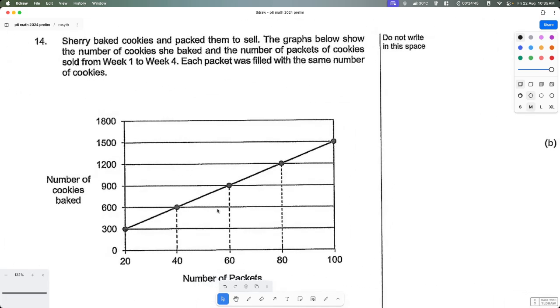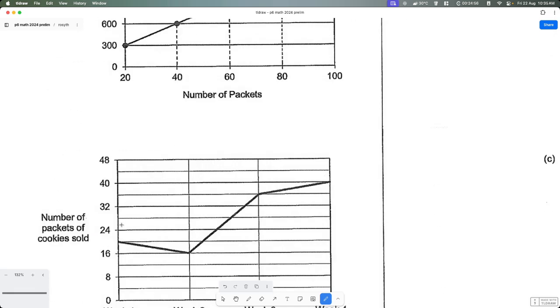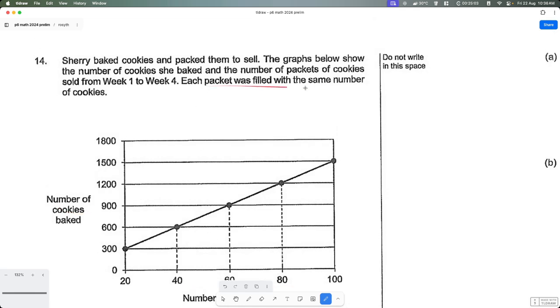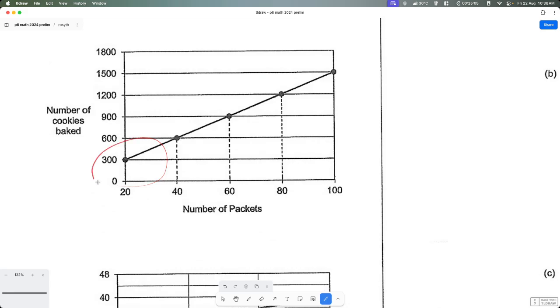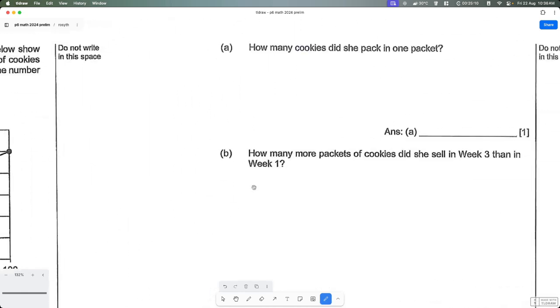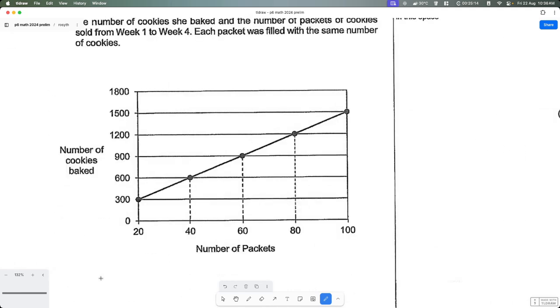Question 14. Sherry baked cookies and packed them to sell. The graph shows the number of cookies she baked and the number of packets of cookies sold from week 1 to week 4. Each packet was filled with the same number of cookies. You can see that, right? Now let's go to part A. How many cookies did she pack in one packet? So I have number of packets 20 and 300.